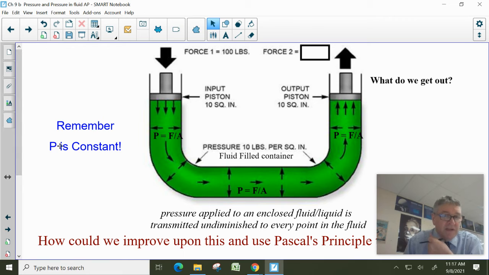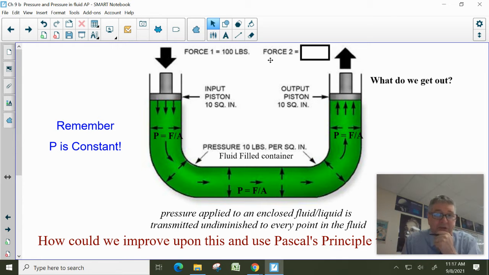But Pascal's principle says the pressure is undiminished. That means the pressure stays constant. So the pressure here is 100 divided by 10. So it's 10, and it's 10, and it's 10, and it's 10 everywhere. We're assuming that this is minimal depth. So it's 10 here, it's 10 here, it's 10 here. We're not worrying about the weight of the fluid inside this closed system.